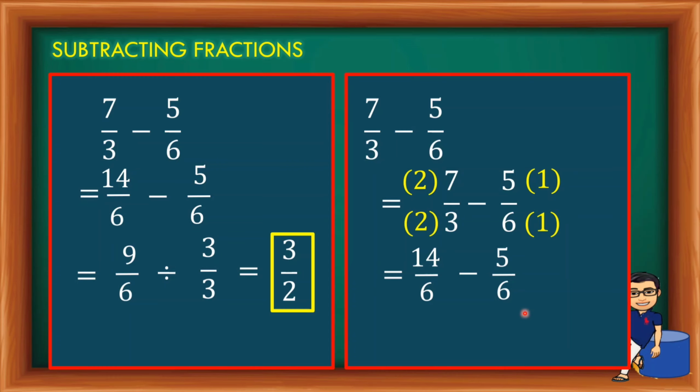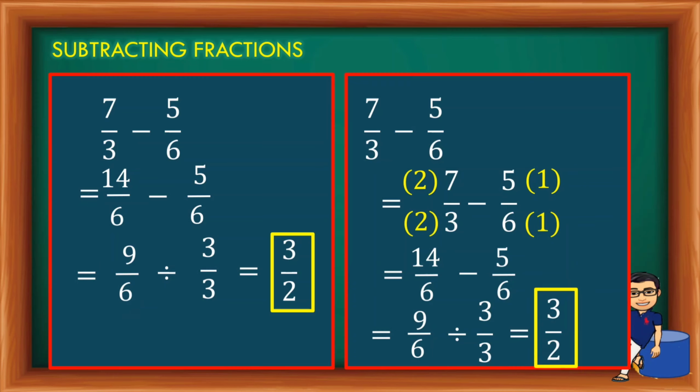2 times 7, 14. 2 times 3, 6 minus 5 times 1 is 5, and 6 times 1 is 6. So, same denominators na. So, pwede na nating i-subtract. So, 14 minus 5, that will be 9 over same denominators. So, copy na natin yung 6. Pwedeng i-simplify. So, by 3 tayo. So, same process na tayo dito. Kaya, ang magiging sagot ay 3 over 2. So, different ways, but again, makukuha natin ay same answer. So, kung alin yung kaya natin gamitin na mas madali, yun ang gamitin natin.